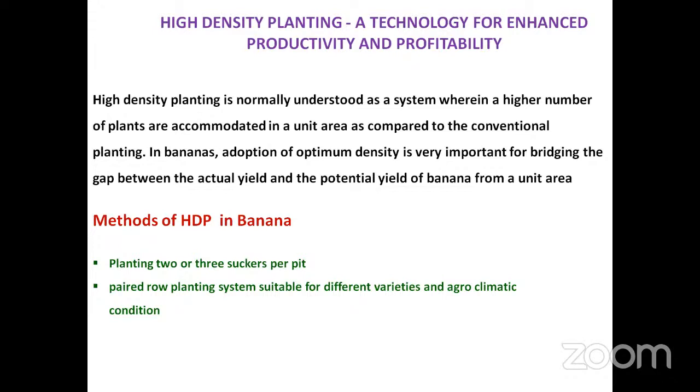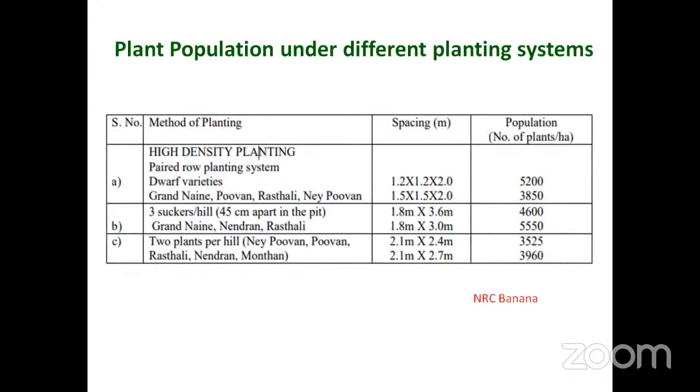That is planting 2 suckers per hill, planting 3 suckers per hill, and the other one is paired row planting. By using this technology with 3 suckers per hill, the spacing is 1.8 into. These are the high density planting methods followed in different varieties. In paired row planting, 1.2 x 1.2 meters is the spacing between plants, whereas between 2 rows a 2 meter spacing is followed in Grand Naine, Poovan, and Nendran varieties.